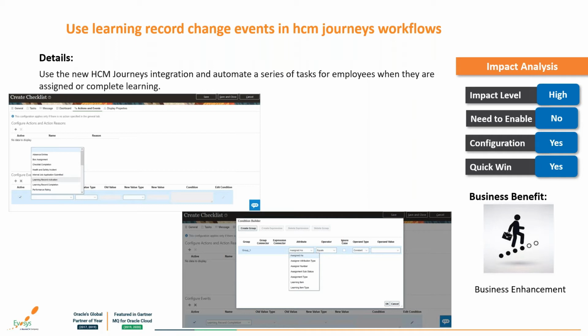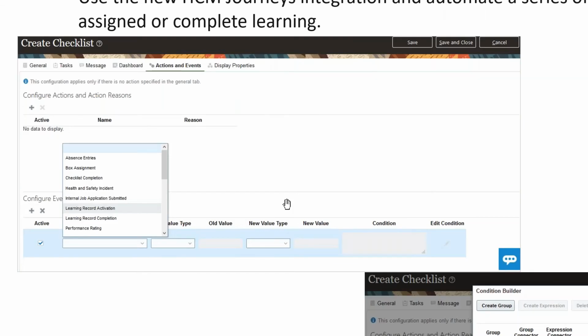The learning record activation event is raised by Oracle Learning Cloud when an assignment record is activated, and this occurs when the assignments are created or after the enrollment approval is enabled. The learning record completion event is raised by OLC when the assignment record is updated to completed status, or is bypass completed, or is in a not pass status. HCM journey workflows can be configured to watch these events, evaluate the event condition you define, and create the resulting task you have defined for the HCM journey.